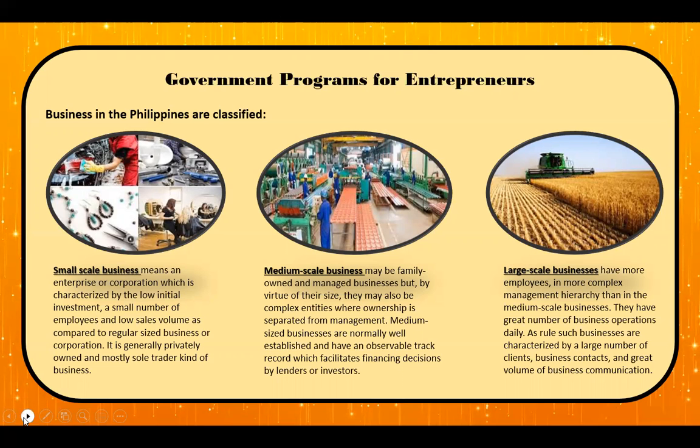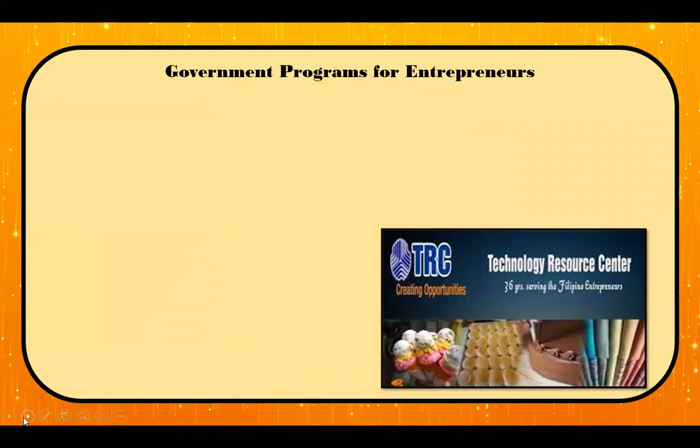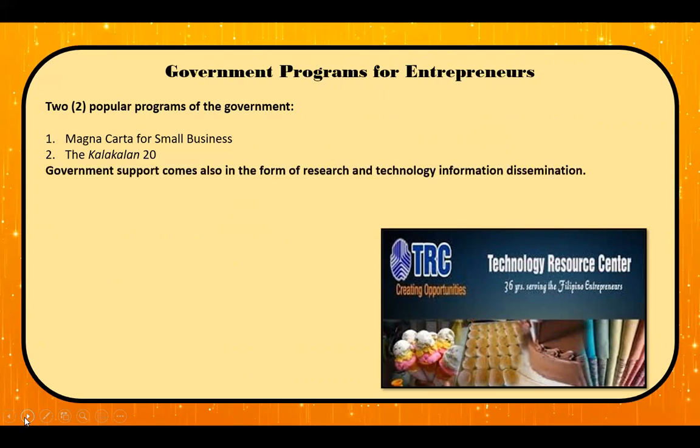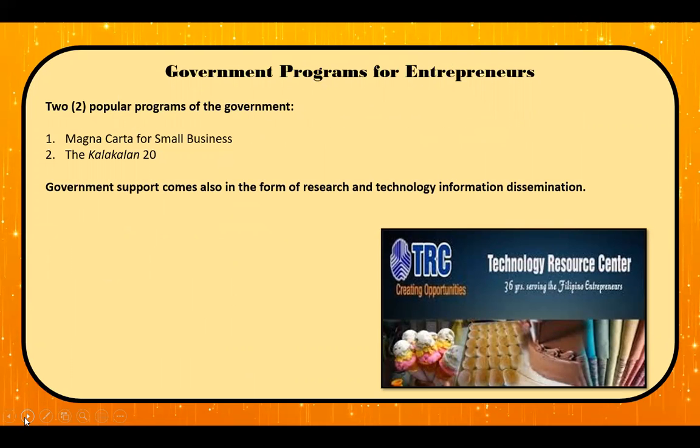So we have here the government programs for entrepreneurs. So we have here the following list of the government agencies that provide technology, information, and research services. By the way, we have two popular programs of the government. The first one is the Magna Carta for Small Business, and the second is the Kalakalan 20. And so again, the government support comes also in the form of research, technology, and information dissemination.